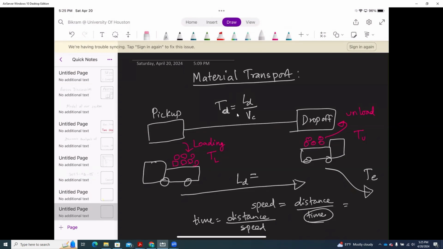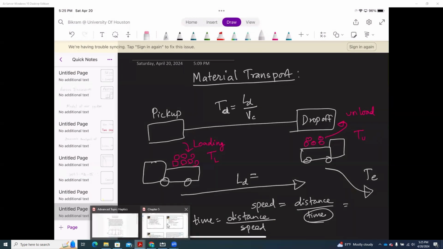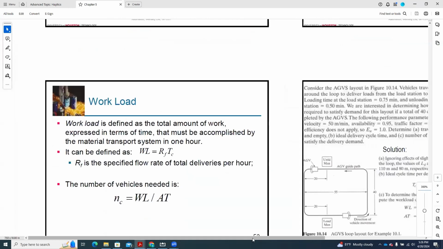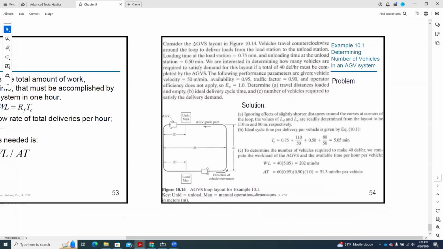So here you can see that we must calculate these distances. Calculating distance is very important. All right, so let's look at this. That is what we have to solve in this first example, which is very straightforward. So consider the AGV layout in figure 10.14. Vehicles travel counterclockwise around the loop to deliver loads from. So in this one, here you can see the diagram, the layout, how much it has to travel.